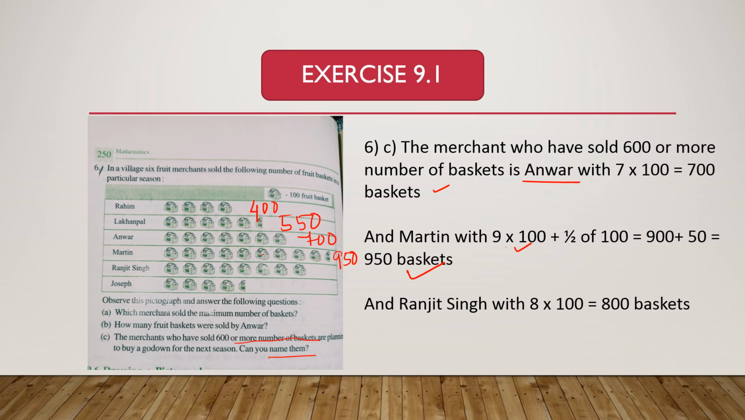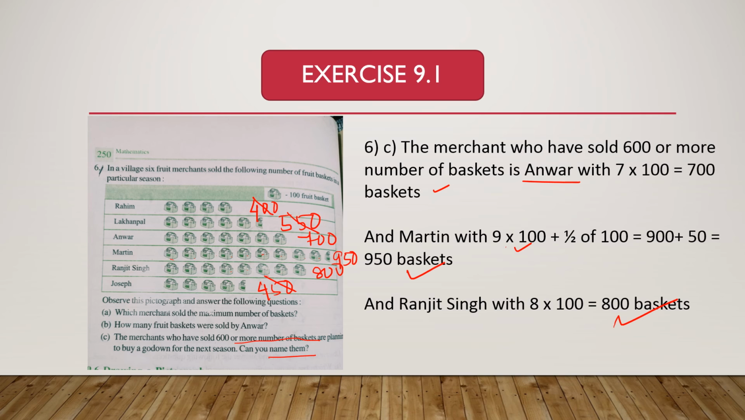And Ranjit Singh sold 1, 2, 3, 4, 5, 6, 7, 8. 8 fruit baskets, and one pictograph fruit basket is 100 fruit baskets. So 8 multiplied with 100 is 800 fruit baskets. So Ranjit Singh sold 800 fruit baskets. And Joseph sold 1, 2, 3, 4. 4 fruit baskets, that is 4 multiplied with 100 is 400, and half of 100 is 50, that is 450. This is also impossible, and Lakhanpal is also impossible.